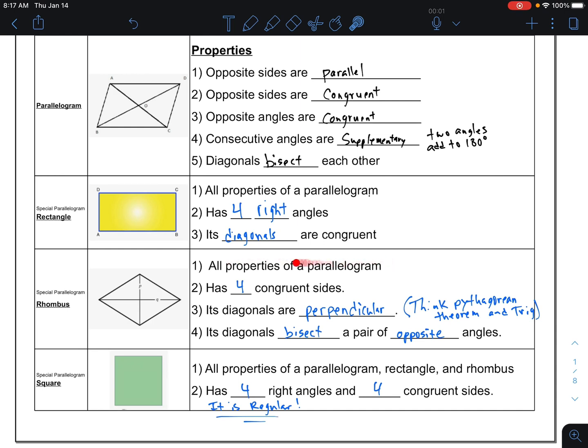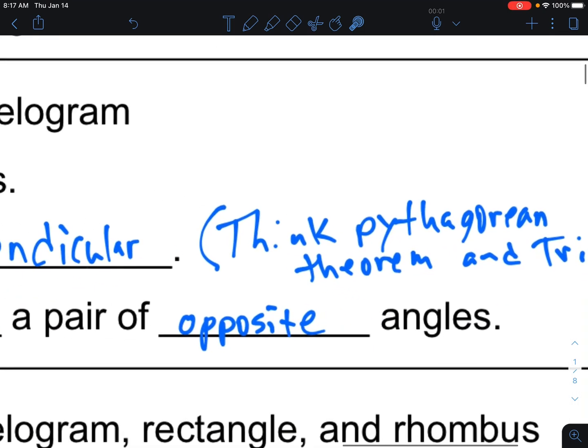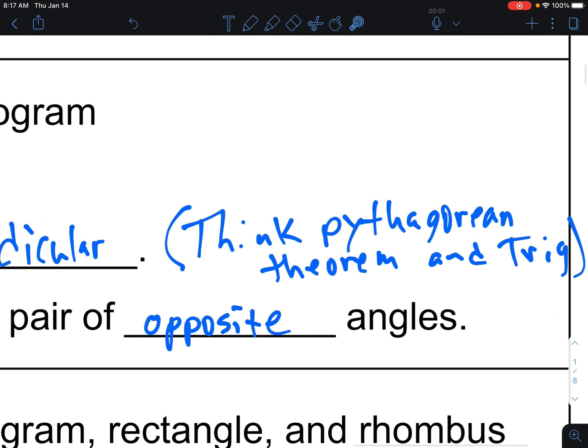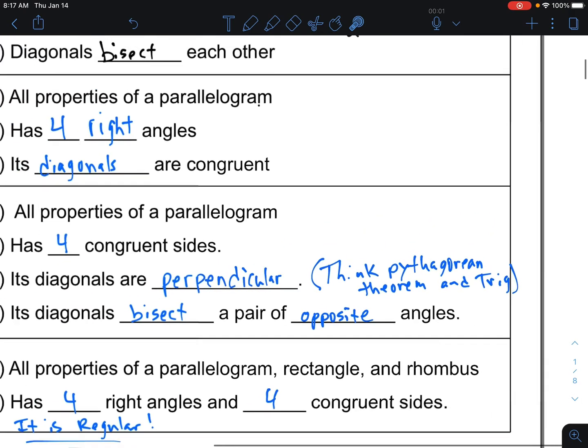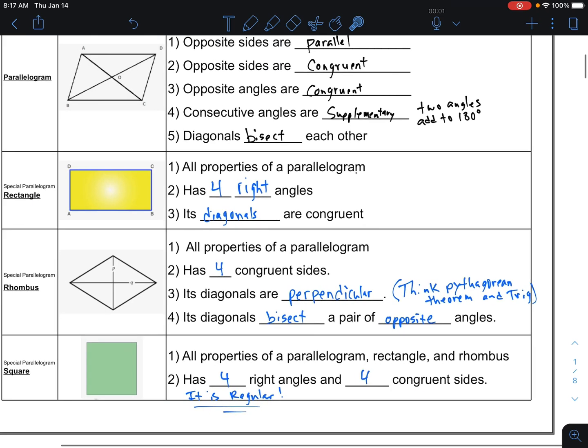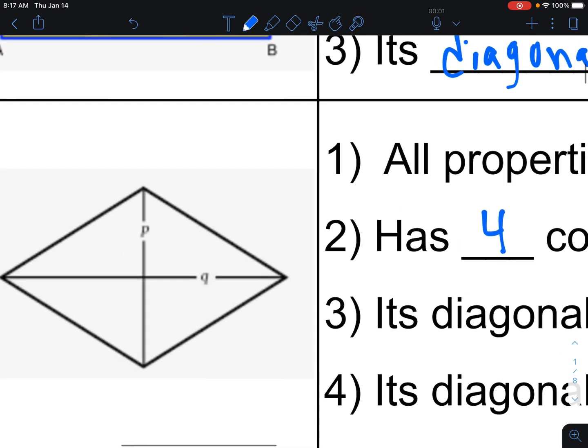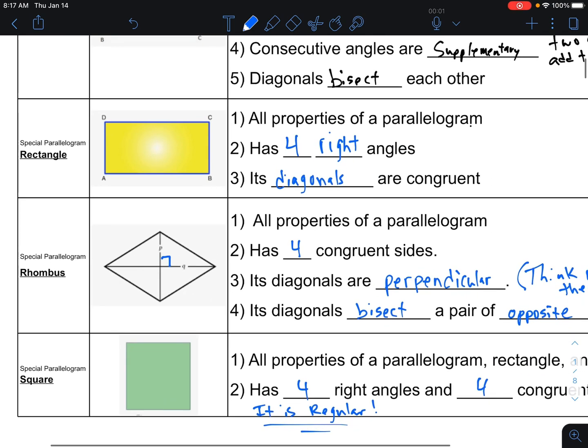A rhombus is a parallelogram. So all the stuff up here is true for a rhombus as well. But what makes a rhombus special is it has 4 congruent sides. Its diagonals are perpendicular. And I got a little thing. Think Pythagorean theorem and trig. Right? That's what we do with right triangles. We have 90-degree angles. All right, that's what perpendicular means. So we're going to have 90-degree angles in the middle. So we have 4 right triangles. So we can use the idea of Pythagorean theorem or trig.